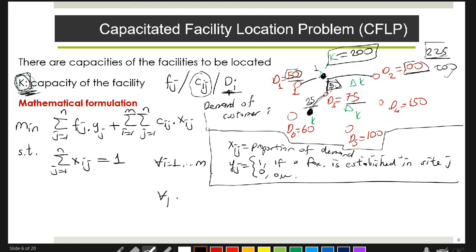I am writing this for all facilities, and we assume that there are n potential facilities, and the summation over i from 1 to m of di times xij should be less than or equal to k times yj. This is how we can write the capacity, and as you can see, the demands are used here.